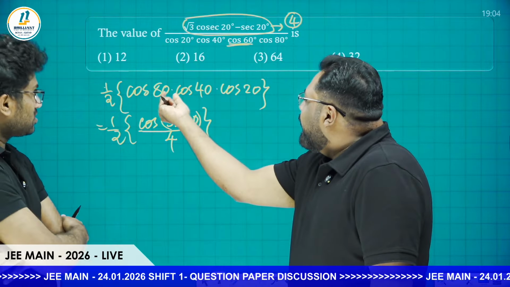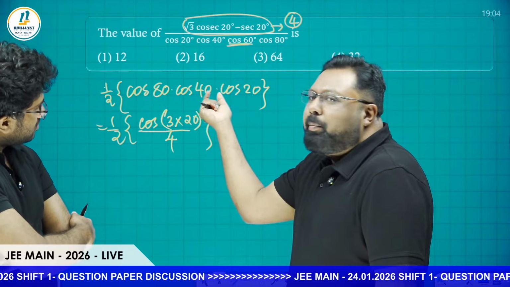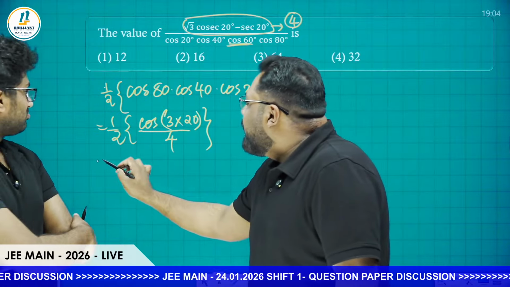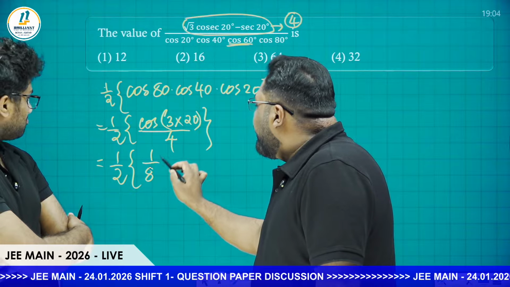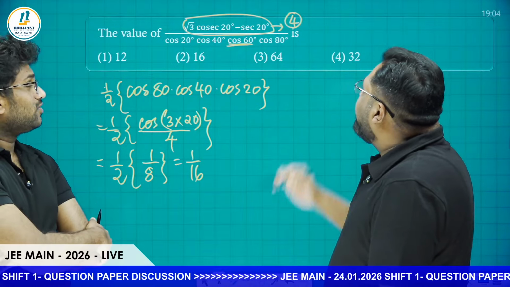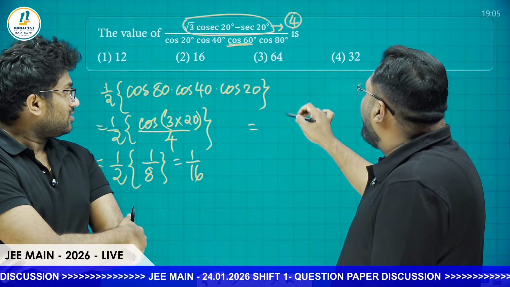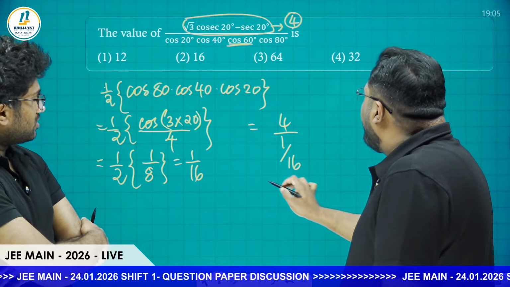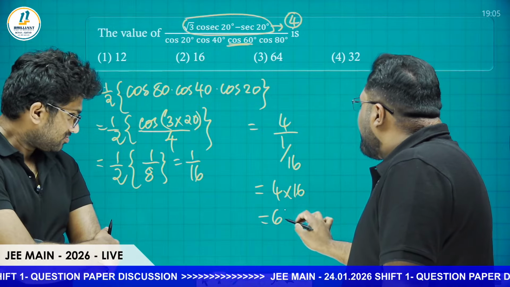See, it's like cos theta into cos 20, right? This is 60 plus 20, 60 minus 20, into cos. That's why it is 3 into 20 by 4. So the answer is 1 by 2 into 1 by 8, which is equal to 1 by 16. And this is 4 by 1 by 16, so it's 4 into 16, which is equal to 64.